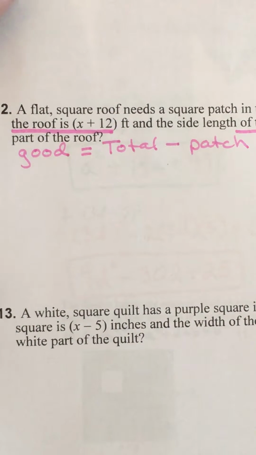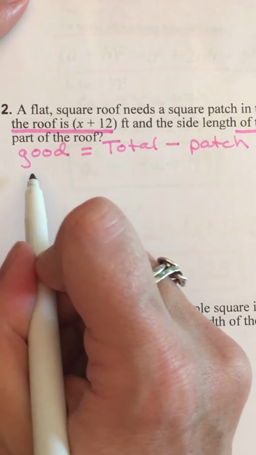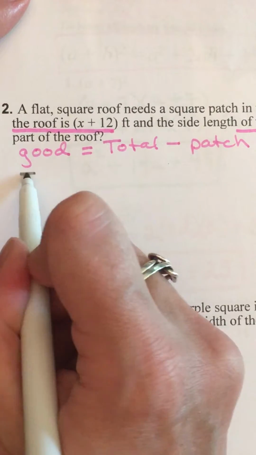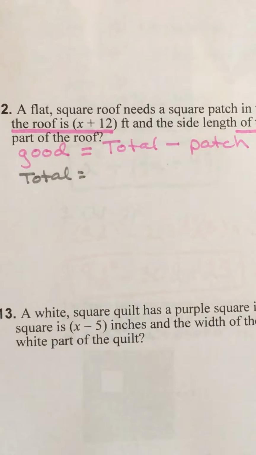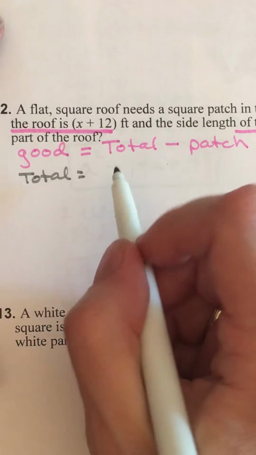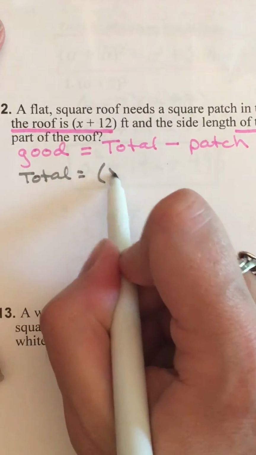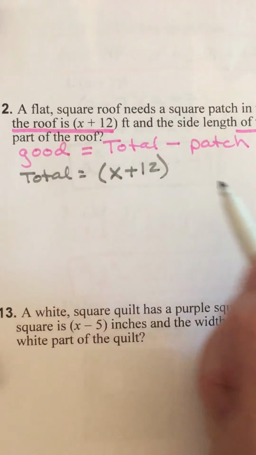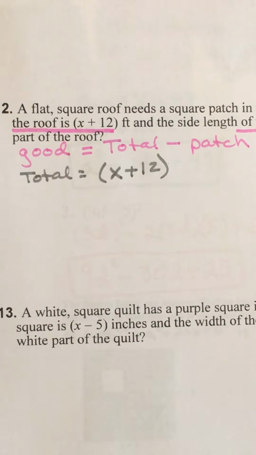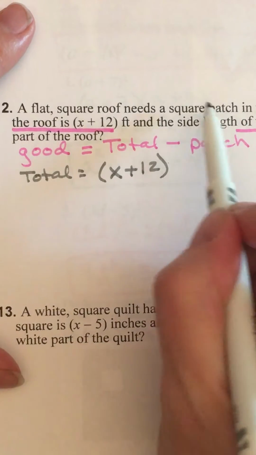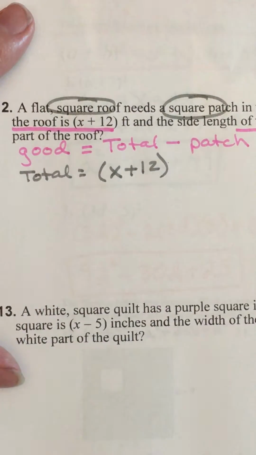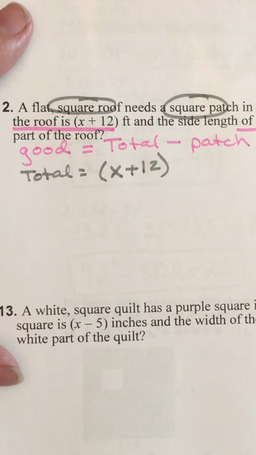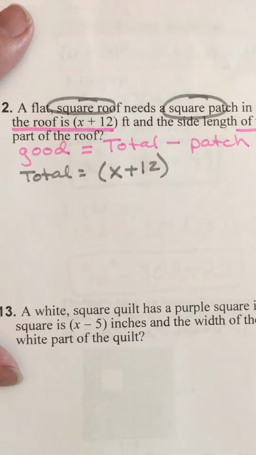So let's go find our total. The side length of the total of the roof. What did we say the side length of the roof is? Oh yeah, it's x + 12. And I know that this roof is in the shape of a square, a square roof with a square patch. So how do you find the area of a square? That's right, length times width.